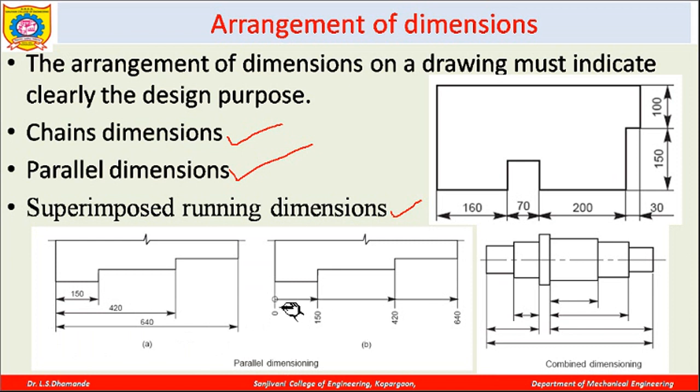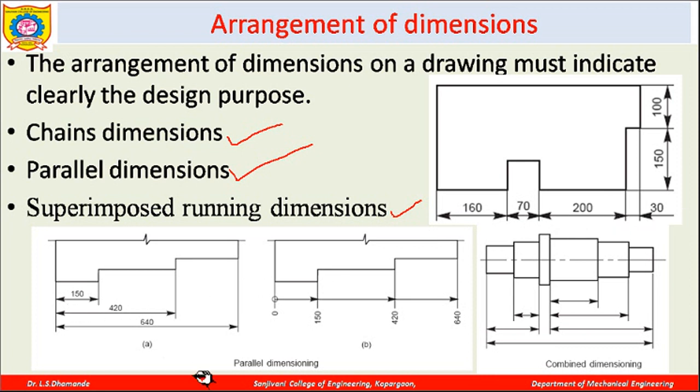Or from the origin, if I am showing here, this is the length 150, from here to here it is 420 total, and from here to here it is 640. So this is another way of specifying parallel dimensioning using an origin, and here you are using different dimension lines. While in this case you will see that 160 mm, 70 mm, 200, 30, like this, they are shown in continuous. This is called chain dimensioning. From here to here, then another link from here to here, there is a linking between all the dimensions.